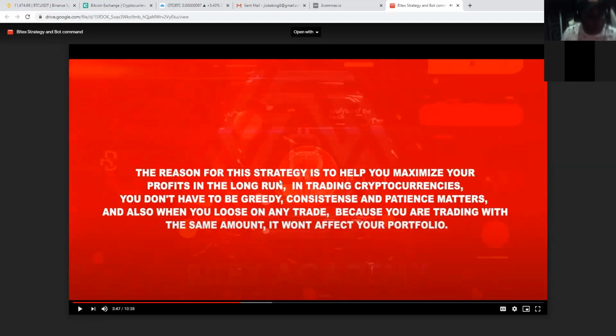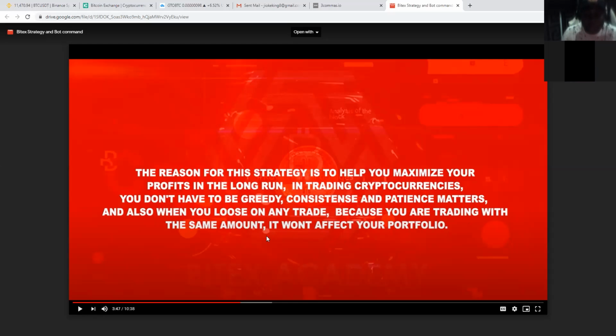Now, the reason for this strategy is to help you minimize your losses in the long run. Are you getting my point? In trading cryptocurrency, you don't have to be greedy. Consistency and patience matter. And also, when you lose on any trade because you are trading with the same amount, it won't affect your portfolio much.